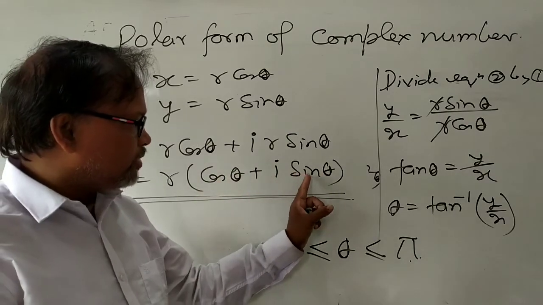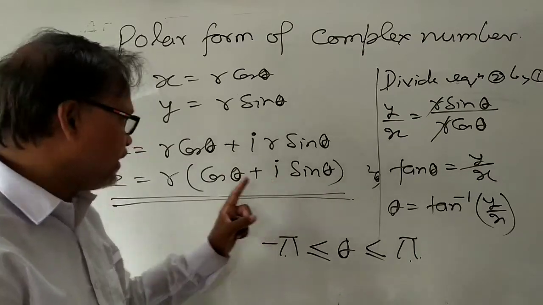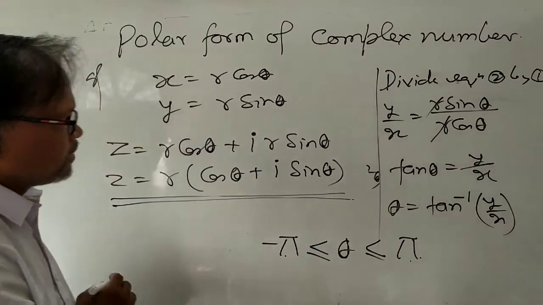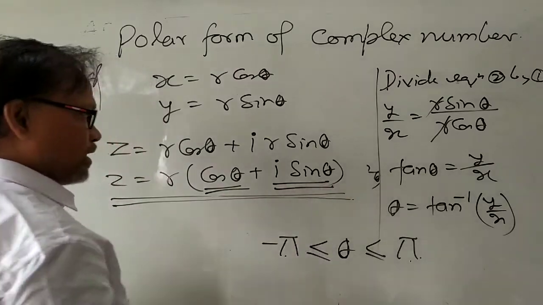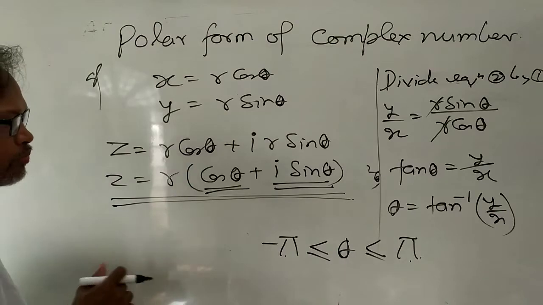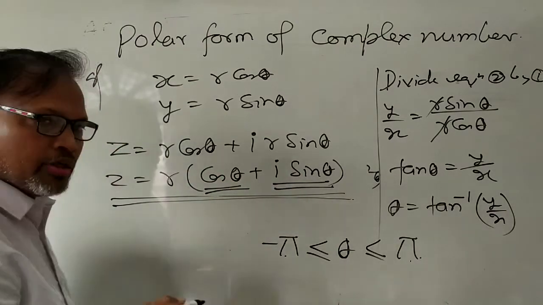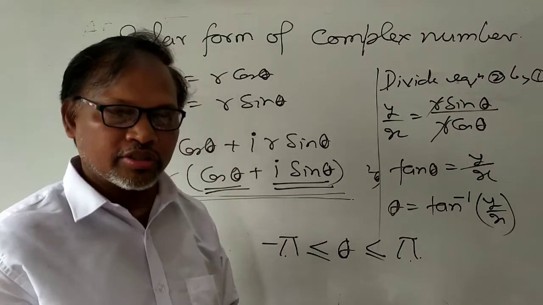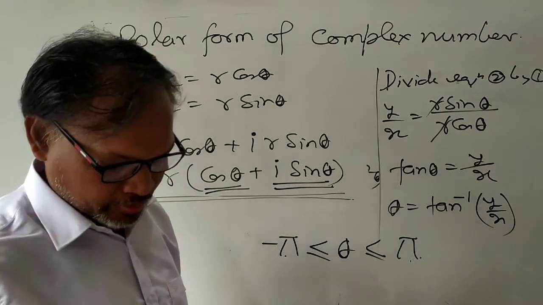The sin will be with i only, means the imaginary value you can say, and the cos theta will be the real value. So this is the real part and this is the imaginary part. Sin theta will always be with i and cos theta always real. In some questions, suppose you have sin theta here and cos theta here, so you have to change cos theta into sin theta and sin theta into cos theta by using the formula cos(90 minus theta) and sin(90 minus theta).